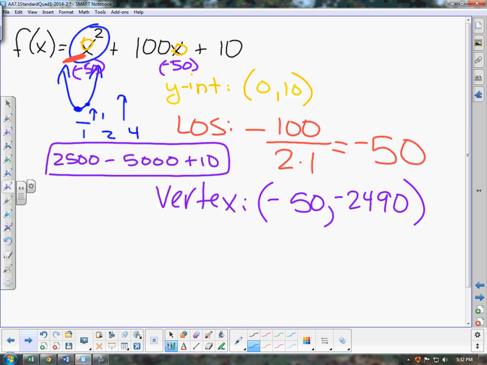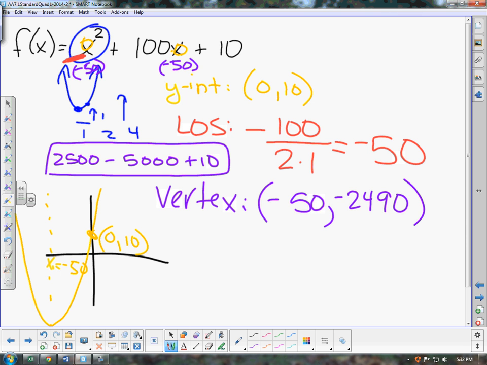So now, by sketching a graph of this, you know that the line of symmetry is way over here at a negative 50. And you know that the vertex is down here at a negative 2490, and it's going to cross, it's going like that, and that coordinate right there is 0, 10.